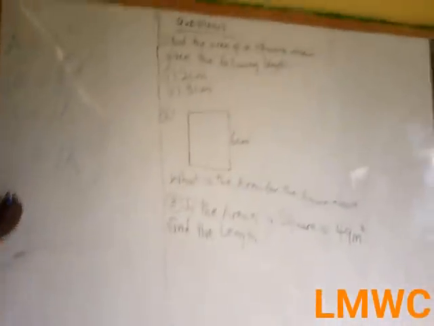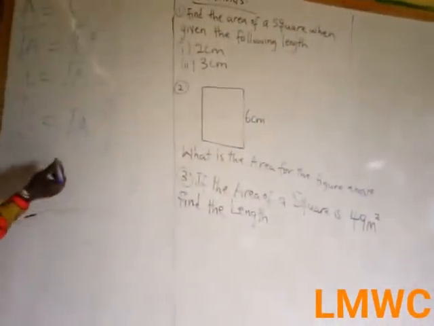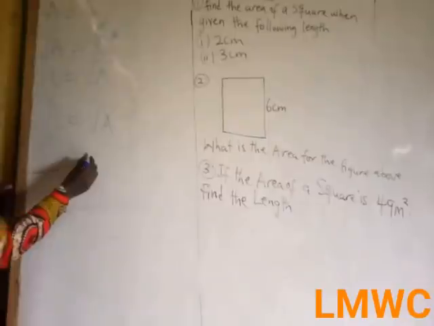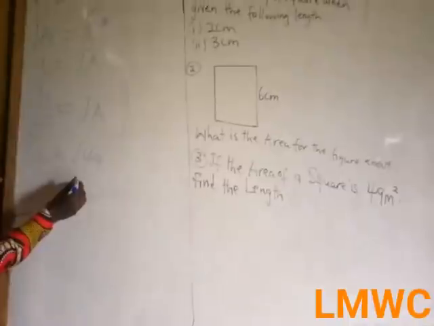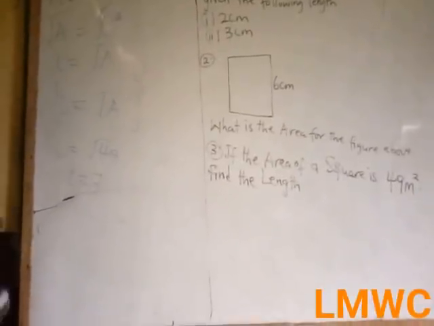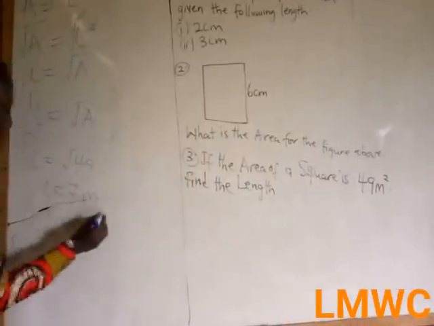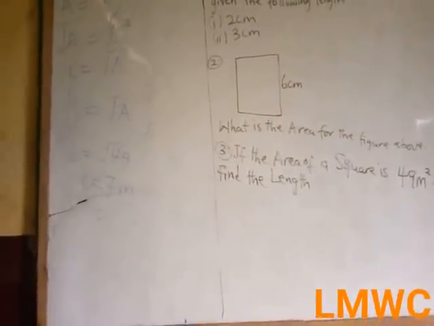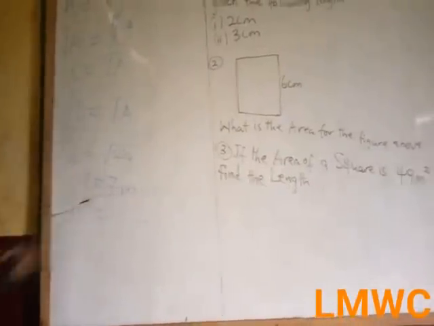Now, we can easily solve this question. So L is equal to, what is the area? The area is 49. And the square root of 49, we know it as what? 7. Because 7 times 7 is 49. So the answer is 7 meters. Always, if you are given area and you have been asked to find length, this is the formula.